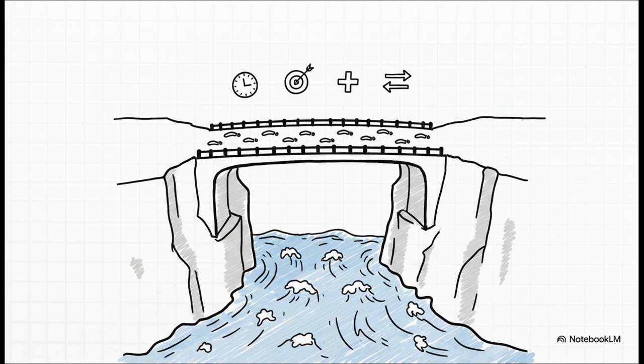That is exactly where transitional links come in. Think of these like little bridges. You've got time links to show a sequence, cause-effect links to show logic, addition links to build on a point, and contrast links to pivot. By placing these strategically, you connect your paragraphs so the reader never has to stop and guess how one idea actually relates to the next.